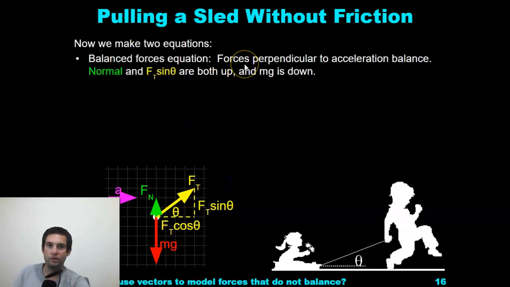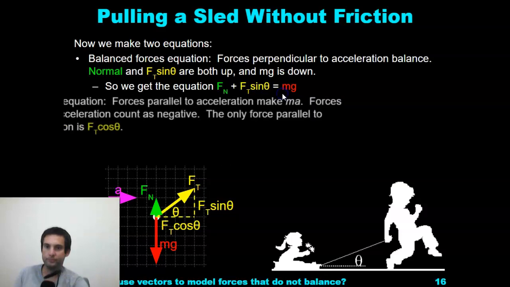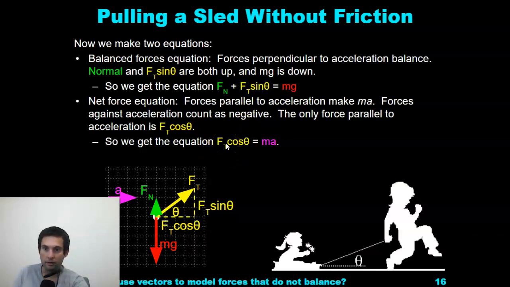Balanced force equation. Forces perpendicular to acceleration balance. Normal and ft sine theta are both up and weight is down. So we get normal force plus ft sine theta equals mg. Forces parallel to acceleration make ma. Forces against acceleration count as negative. The only force parallel to acceleration is ft cosine theta. So we get the equation, stuff that makes it go, minus nothing, no friction here that we're dealing with, equals mass times acceleration.